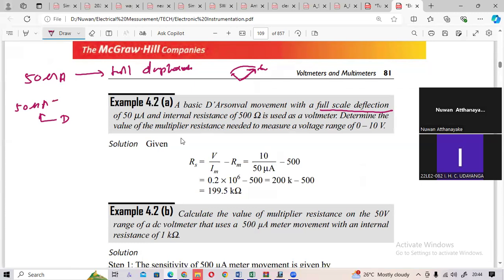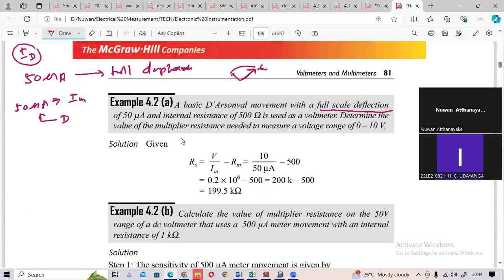Normally it is referred to as IM, but previously we used ID. Don't get confused, don't mess up. This is IM, the maximum current. Previously I used ID.